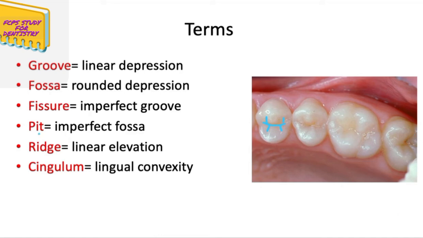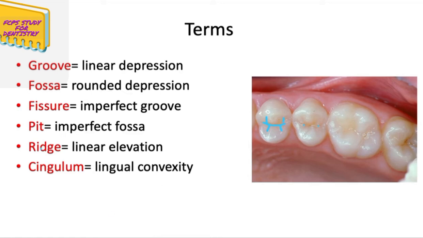A pit is a place where grooves or fissures come together to create a small pinpoint depression. This is where decay is most often to begin, and that's why sealants are often placed in the pits and fissures, to prevent decay in those areas that are most susceptible to decay and hardest for the patient to clean. Tooth number 13 here, for example, has a mesial and a distal pit.